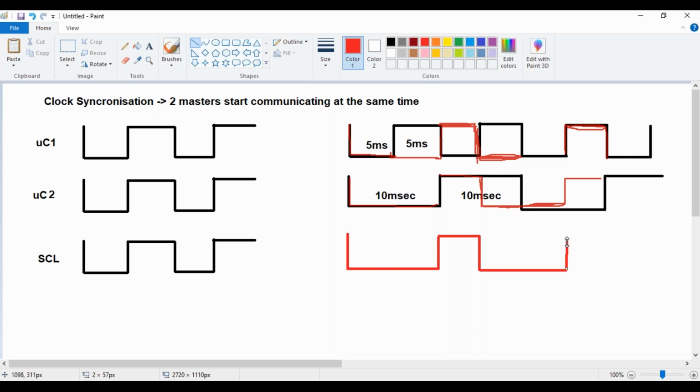And this is what you end up seeing at the clock line of the communication when two masters start to generate the clock pulse of their own. If you observe in this representation, the high signal is always taken from the first microcontroller's generation, and the low signal is always taken from the second microcontroller's generation. So it's a combination of both the microcontrollers that you get to see in the clock line. Understood this?